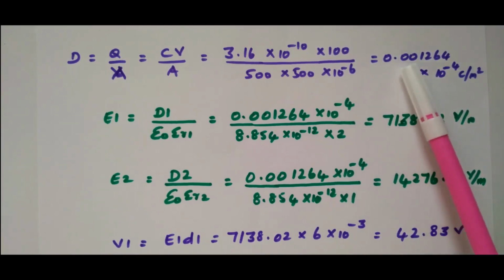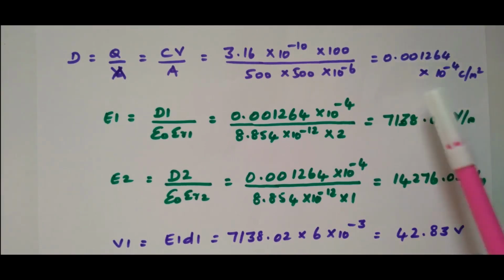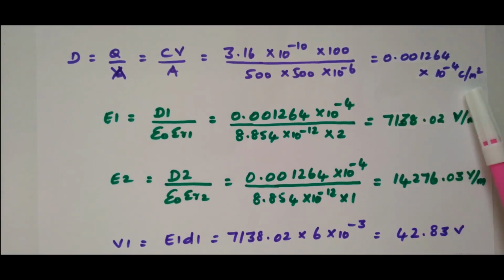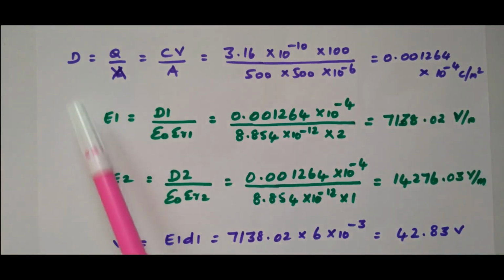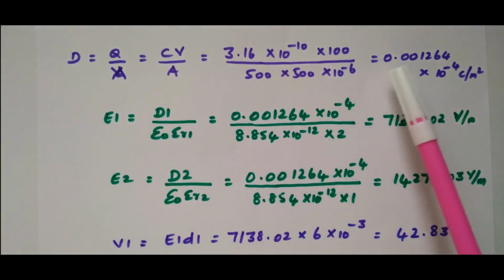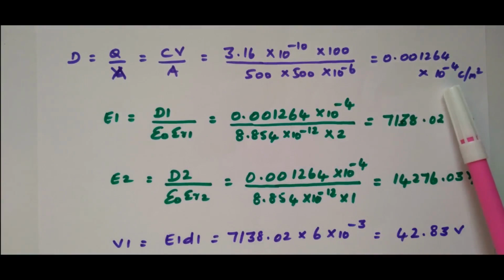So, 0.001264 into 10 to the power minus 4 coulomb per meter square, right? This is the displacement density. We are taking 6 decimals, and 10 to the power minus 4 is also there. So from this D value, we can find E1 and E2.